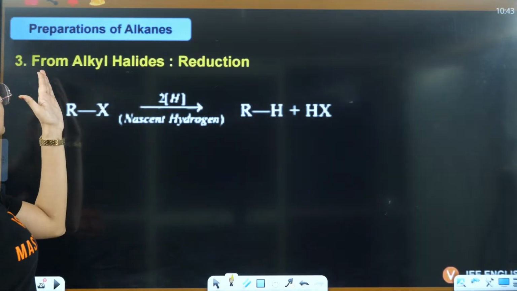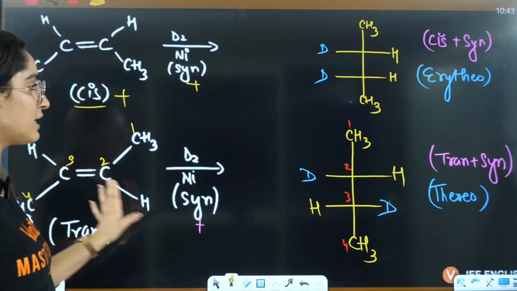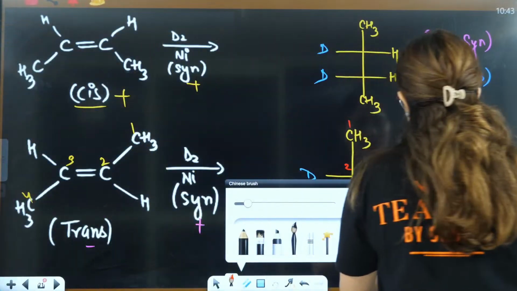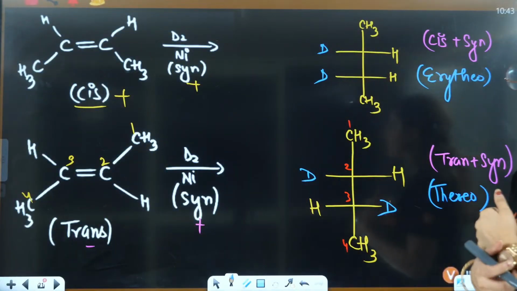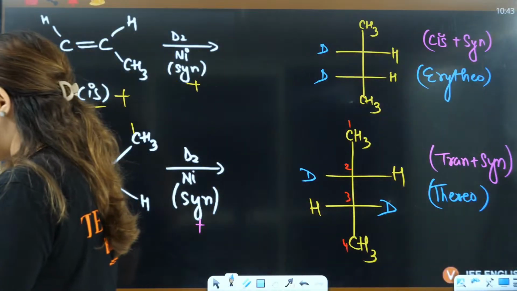Okay, so third is, guys, I hope now this is clear, right? Everybody do let me know, because it's a very, very important concept that we have just learned.